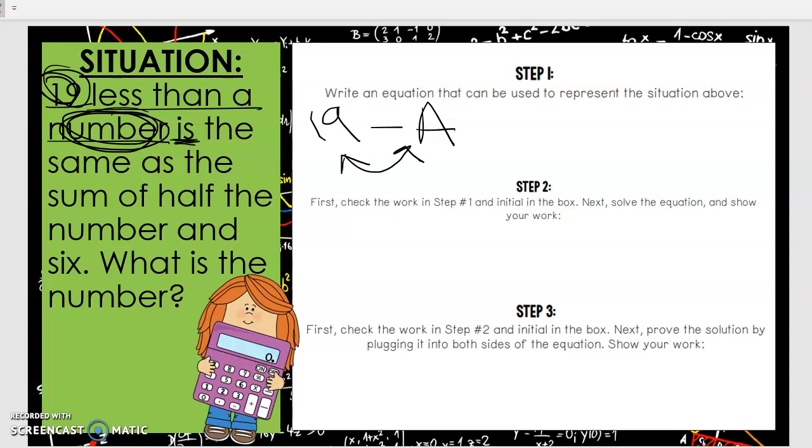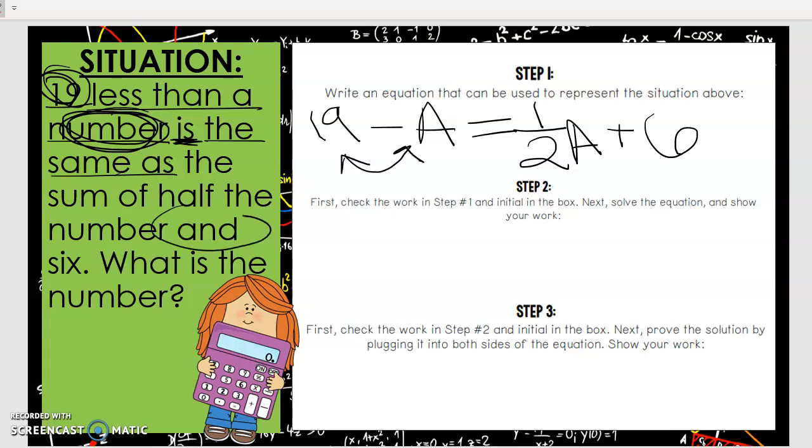Is. So here's a big one. It gets looked over a lot, but is means equal. When I see the word is, I'm going to say equal. The same as, and sometimes they don't write the same as, but is the same as the sum of half. So the sum of, we're going to be adding half of the number, so 1/2 of the number. Remember, when we're saying 1/2 of something, we just multiply that 1/2 to the number.